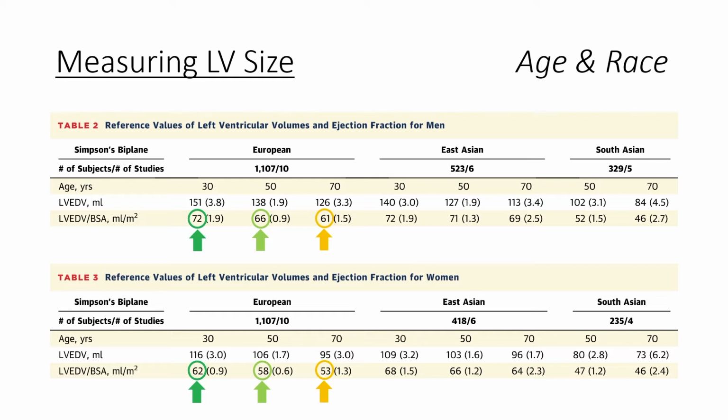And the impact of race and ethnicity is just as marked, if not more. As we move from 70-year-old Europeans who have an upper reference value of 61 to 70-year-old South Asians who now have an upper reference value of 46, we can appreciate that there's a greater than 20% difference in the so-called upper reference value from one geographical location and ethnicity to the next.